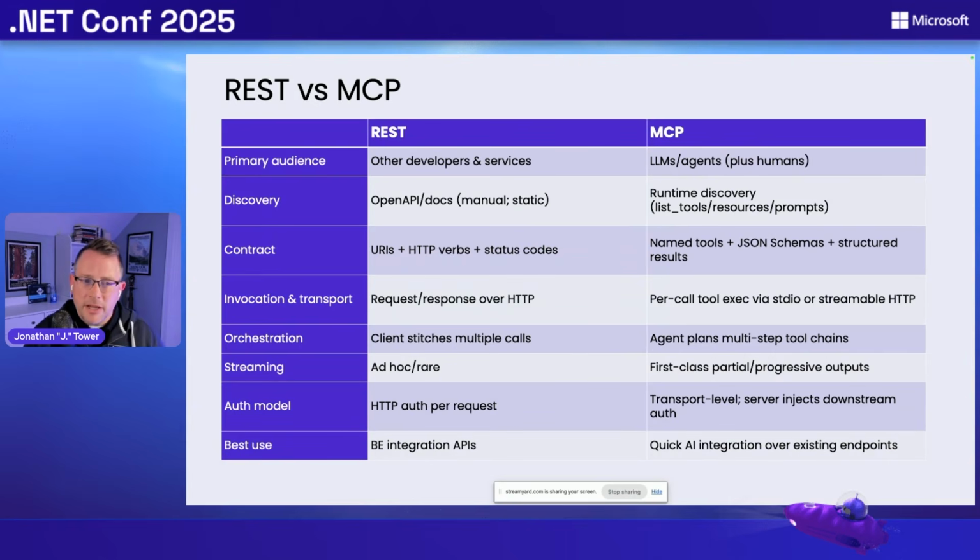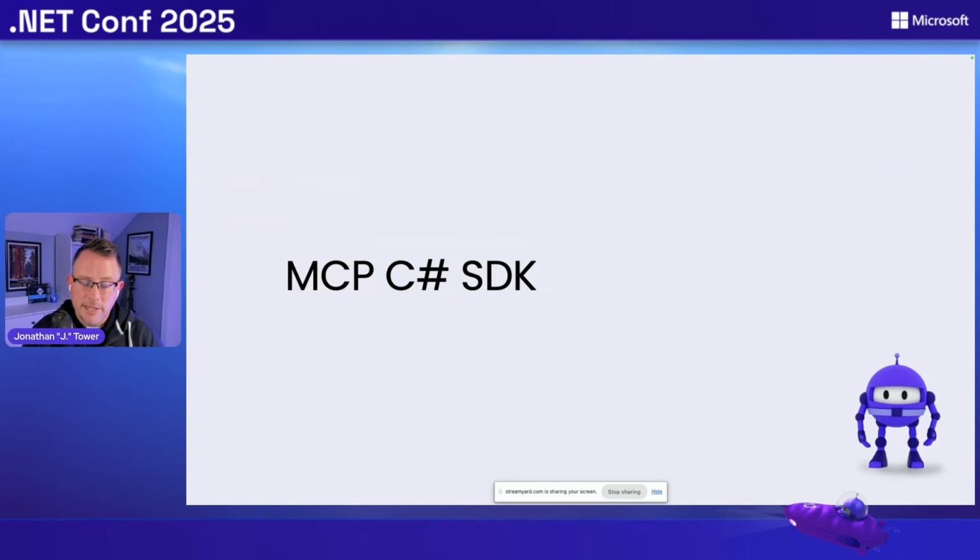And so if you think about the best use, REST is really meant to be the back end for front ends or for integrations as APIs. And then MCP is really meant to be a tool that you can add to an AI that allows it to call into back-end systems. So some similarities and some differences, as you can see.